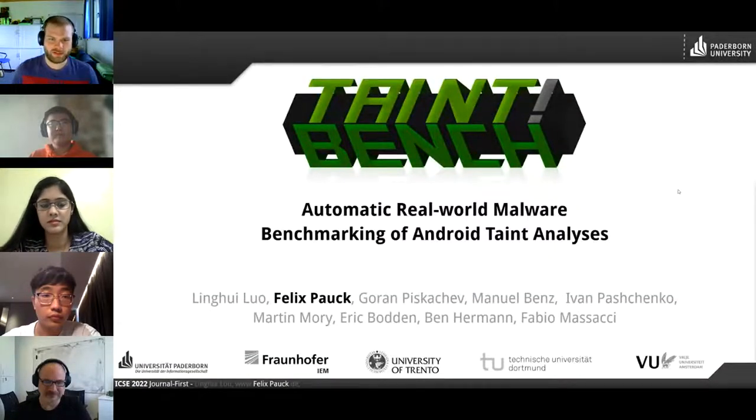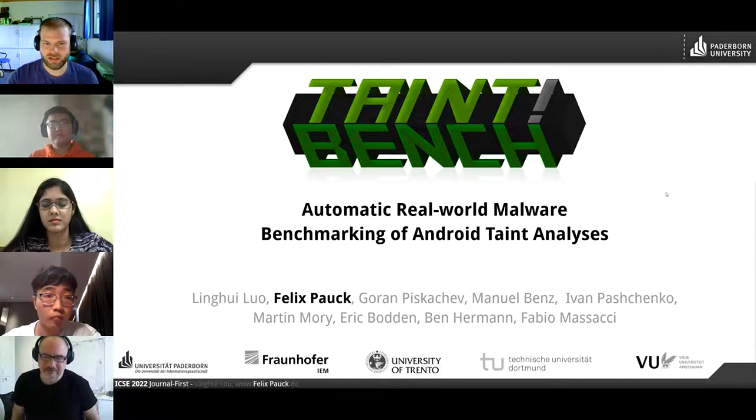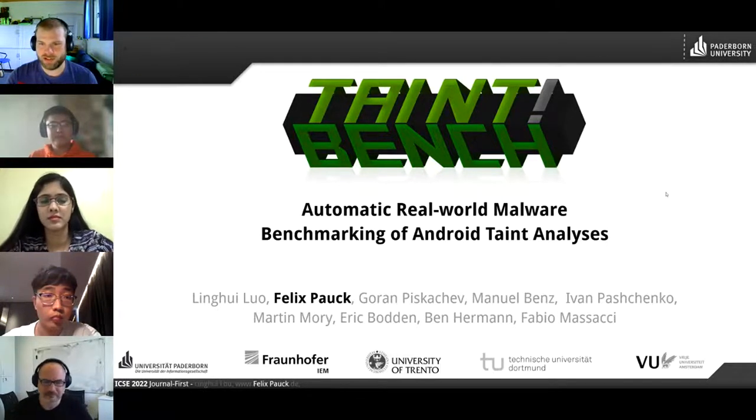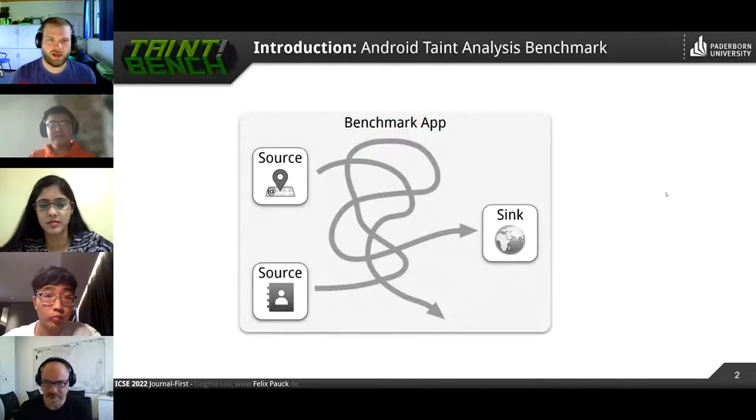Okay, thanks for the introduction. Well, yes, the journal first paper has the title TaintBench: Automatic Real-World Malware Benchmarking of Android Taint Analysis. So what is a benchmark in the context of Android Taint Analysis? Well, imagine you have your benchmark app, and in there you have so-called sources, statements that extract sensitive information, for example, your device's location or your contact data.